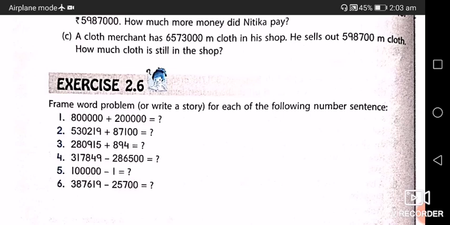Okay, so keep on practicing these word problems also, framing of word problems. Complete exercise 2.5. This exercise 2.6 again I am going to carry forward tomorrow, and will complete this exercise 2.6 tomorrow. Okay, good day.